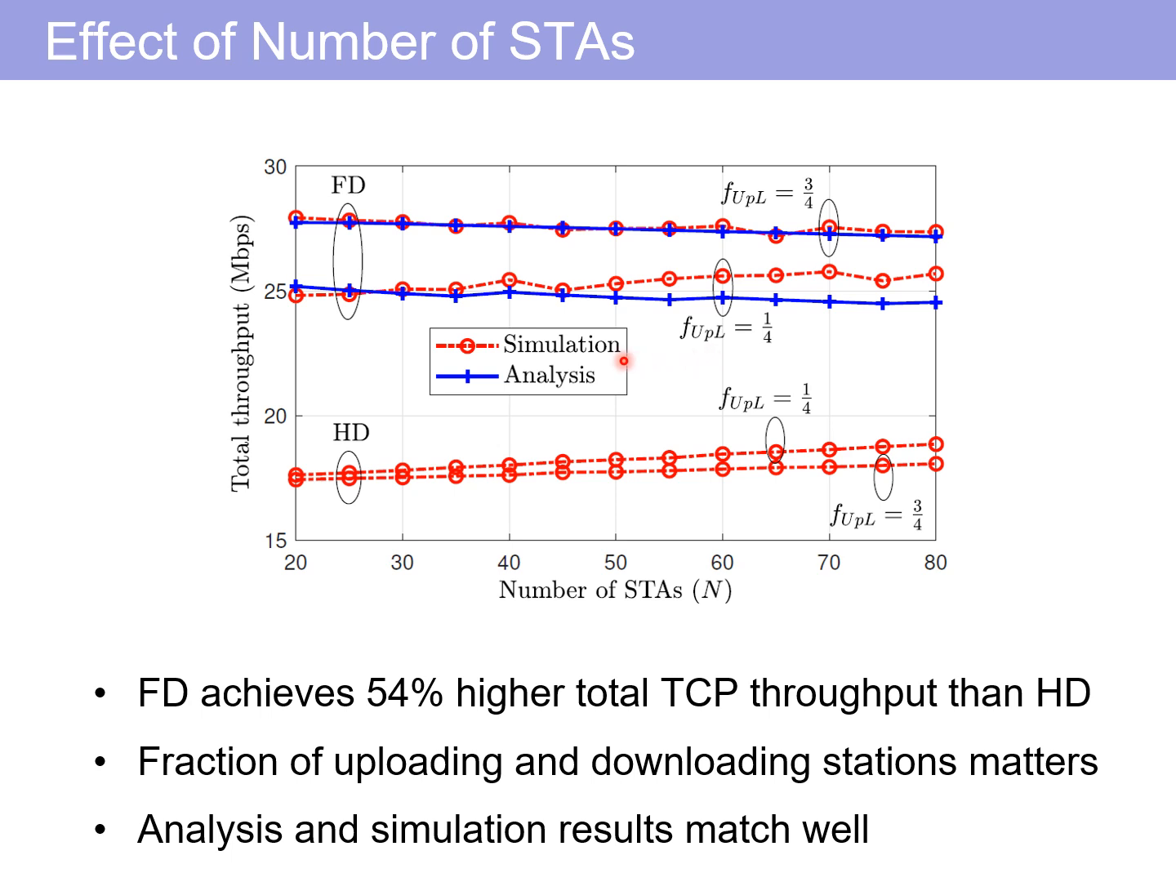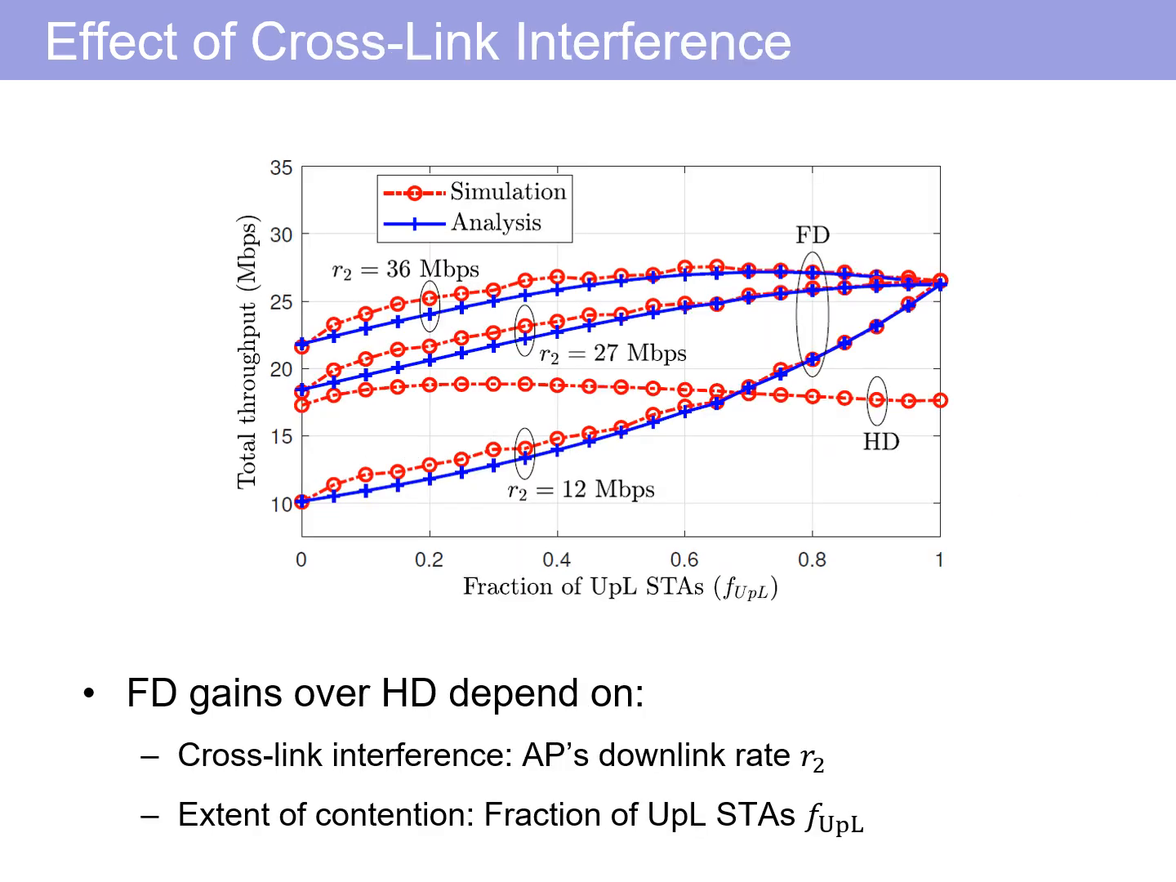For FUPL equal to 1 by 4, we see that the total TCP throughput of FT is 41% higher than that of HT. And for FUPL equal to 3 by 4, we see that the total TCP throughput of FT is 54% more than that of HT. Here, we look at the effect of the cross-link interference on the TCP throughput. In this figure, the total TCP throughput is plotted against the fraction of uploading stations FUPL, and FUPL varies from 0 to 1. For FT, the TCP throughput is plotted for three different values of R2, R2 equal to 36 Mbps, R2 equal to 27 Mbps, and R2 equal to 12 Mbps.